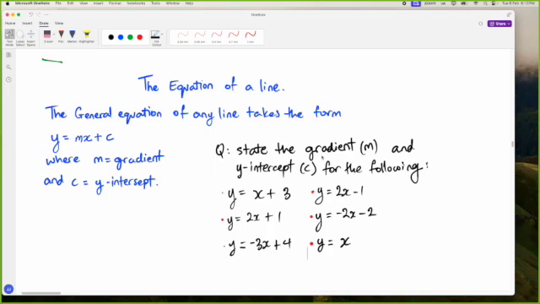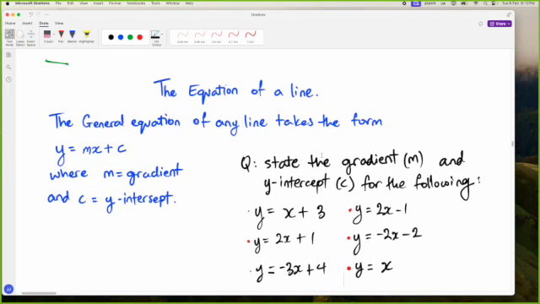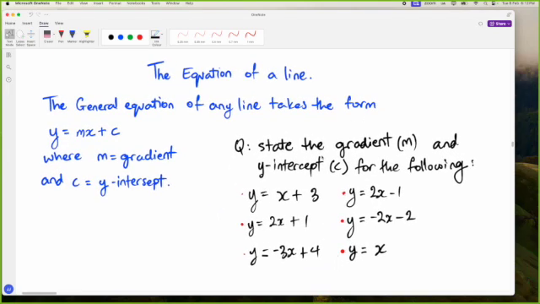Right? So these are the graphs that we were looking at. And now we're going to talk about a way that you could just look at an equation and tell what the graph is going to look like. You don't have to plot any points. You could just look at the equation and see what the graph is going to look like just by looking at it. And that's what we're going to talk about today.